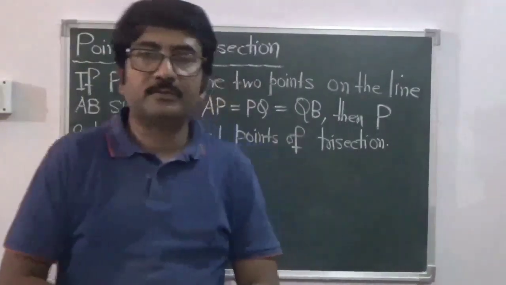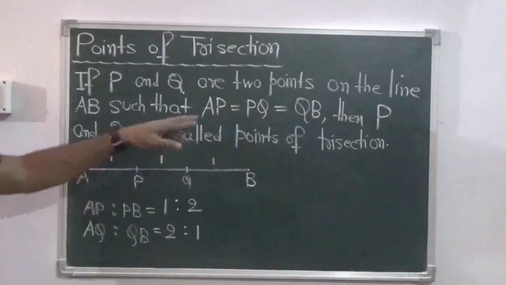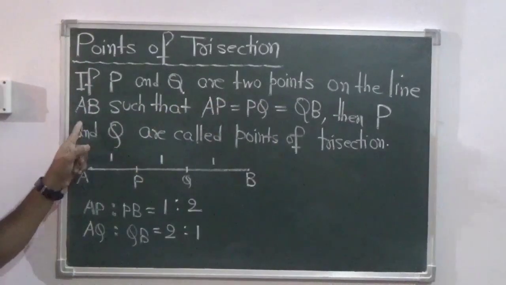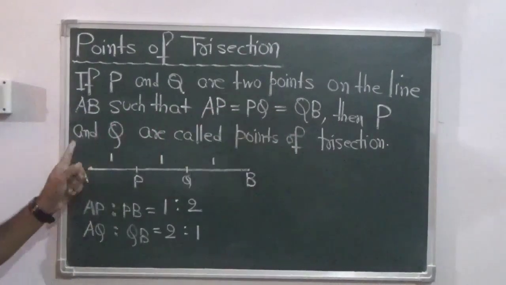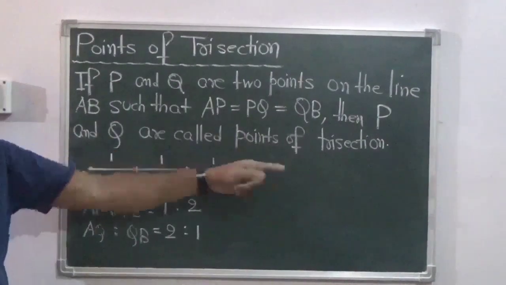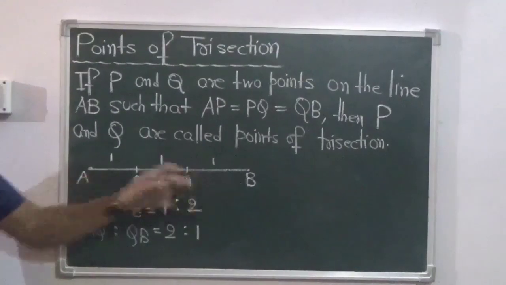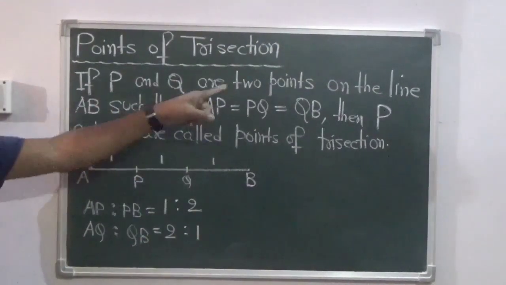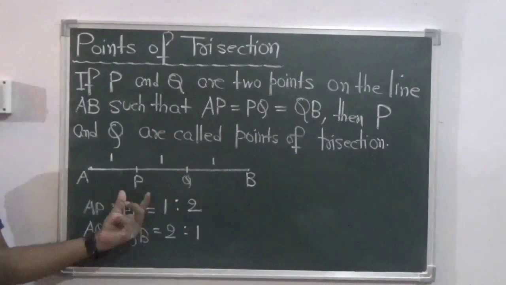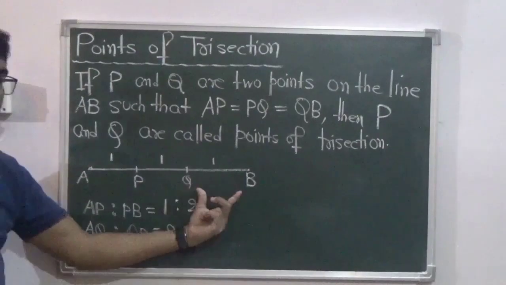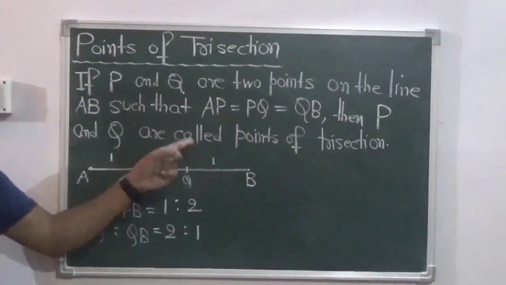Now let us discuss the points of trisection. If P and Q are 2 points on the line AB such that AP equals PQ equals QB, then P and Q are called the points of trisection. So let us look into this segment. AB is the line segment, and P and Q are 2 points on the line AB such that AP equals PQ equals QB. So all 3 segments are equal, all 3 parts are equal. That means the ratio is 1:1:1.